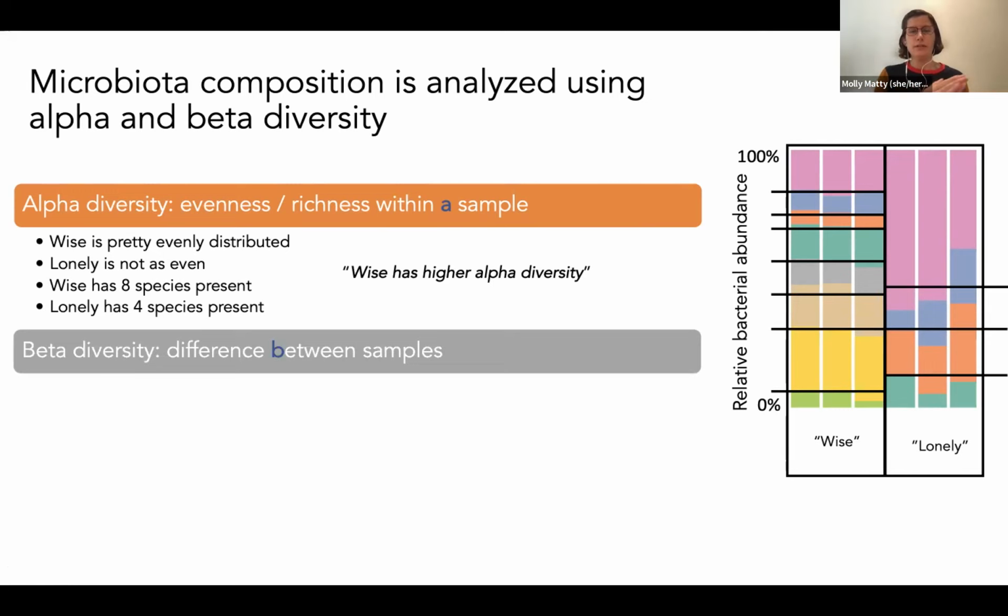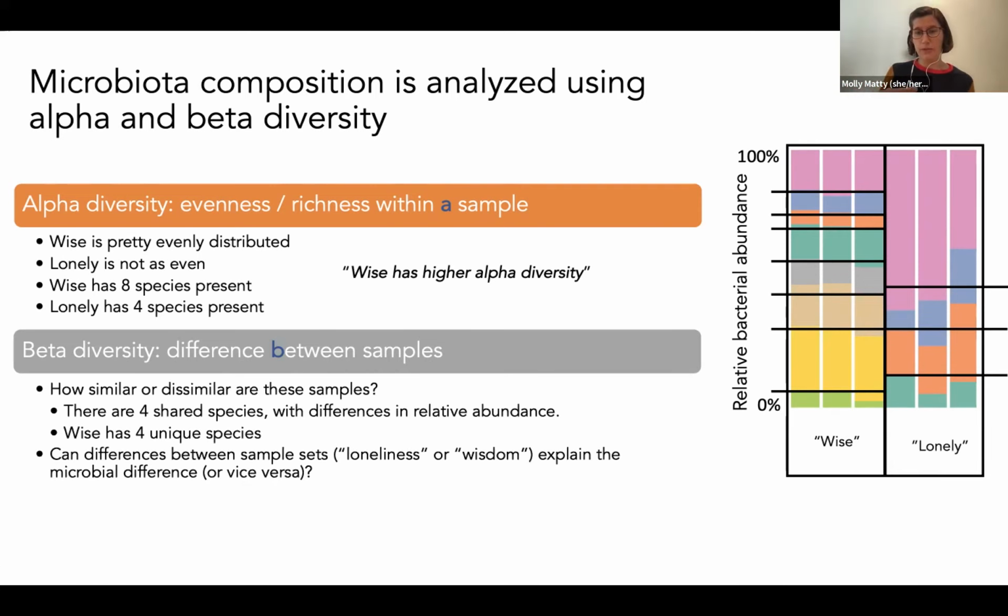Beta diversity lets us look at differences between samples, B for beta, easy to remember. And so this lets us ask, how similar or dissimilar are these samples? So again, if we're just clustering by these arbitrary designations I've made of wise and lonely, we can see that they have 4 shared species, right? They have the purple, the pink, the purplish pink, the purple, the orange, and the green in common. But then this wise group has the gray, the beige, the yellow, and the green. So they're unique species. And what we can do using complex statistics that even I don't fully understand is compare the metrics that we've collected from surveys and see if any of those answers can actually explain the microbial differences. So say this person had high emotional support, are they going to be more or less different in their microbiomes than people who had low emotional support?